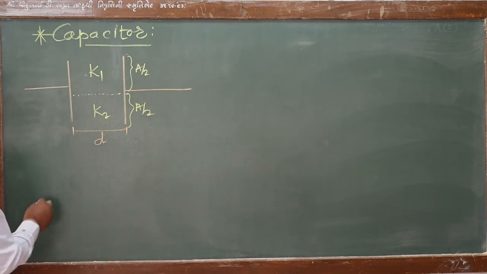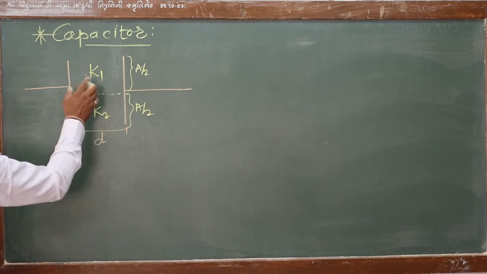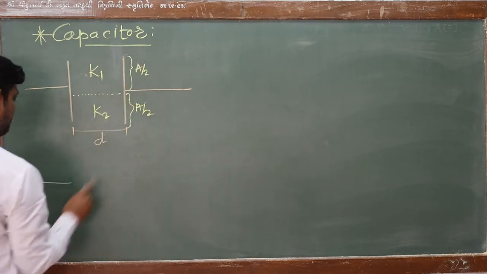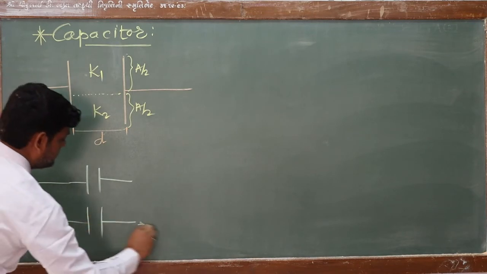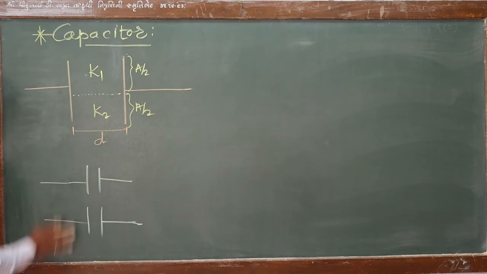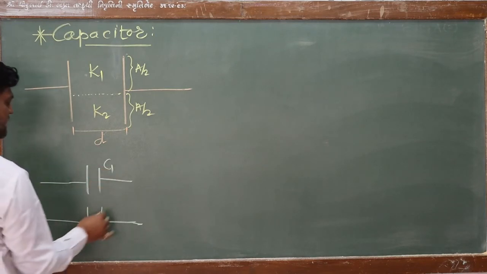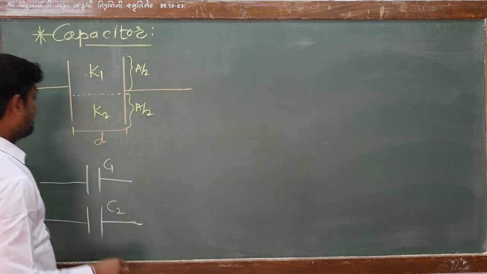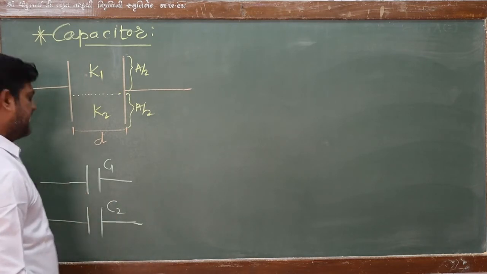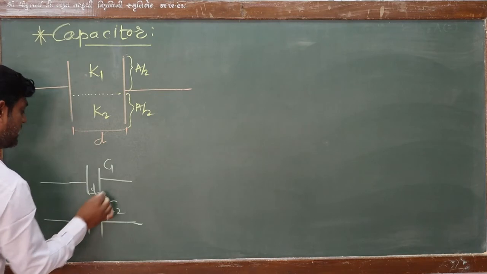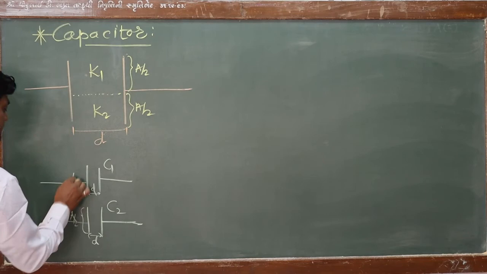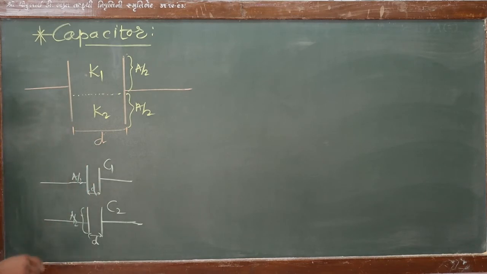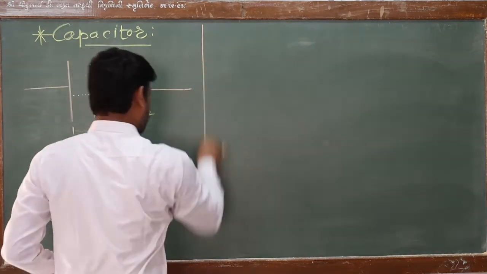Simply what we will do over here, see how we can simplify the diagram. This is the first capacitor, this is the second capacitor. So C1 is the capacitance of the first capacitor, C2 is the capacitance of the second capacitor. Separation is D only, here also separation is D, but the area of the capacitor is A by 2. Now how will you solve this, right?